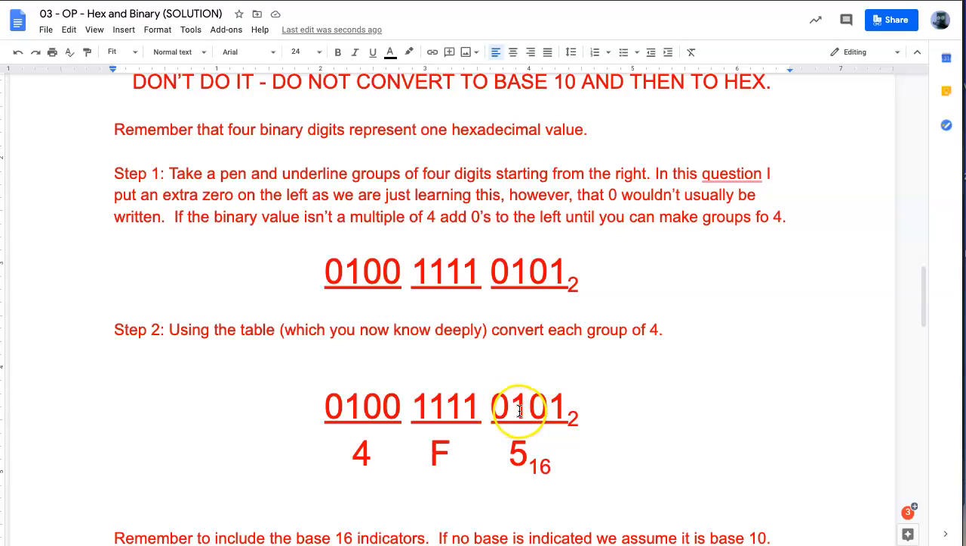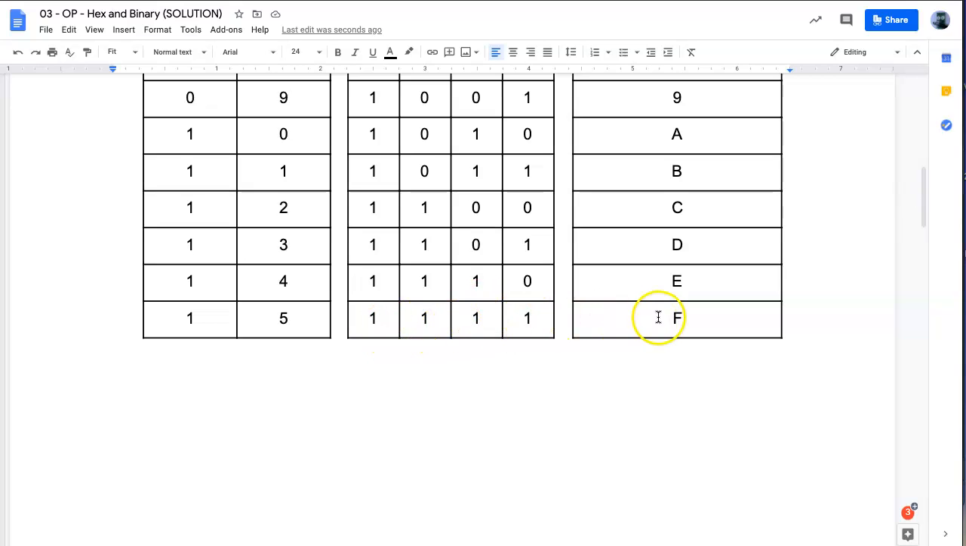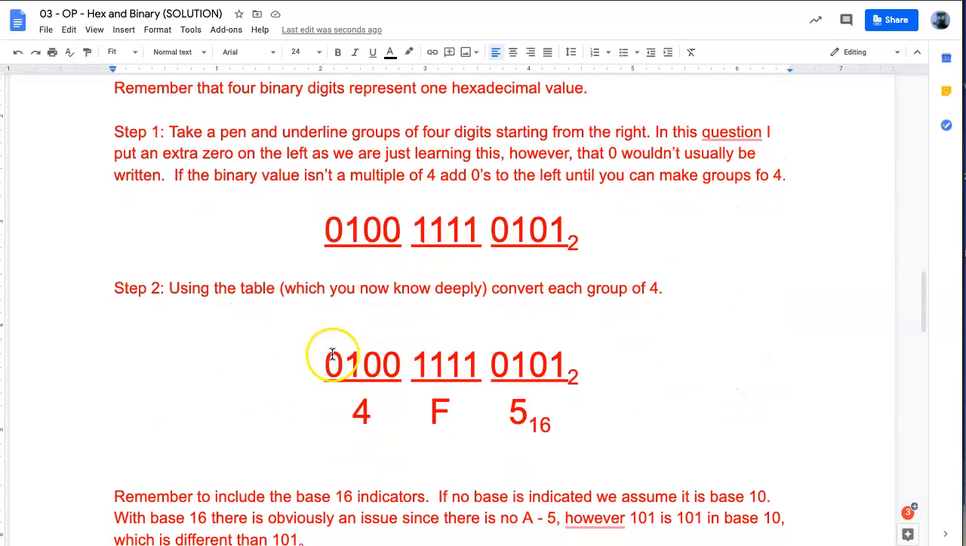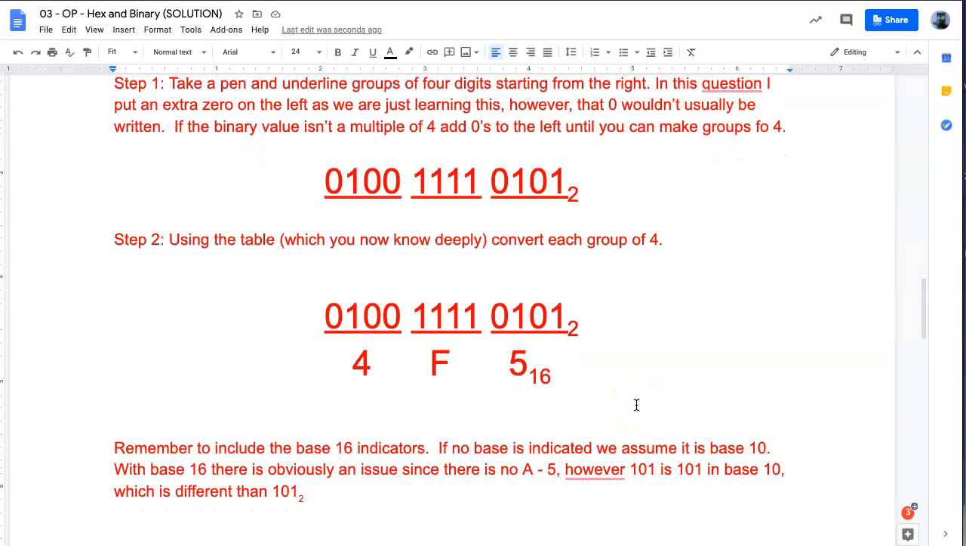So I know that 0101 is 5, so I put 5 in hexadecimal. I know that 1111 is F, so I put F in hexadecimal. And again, you can confirm it up here, 1111, F. And I know that 0100 is 4. So that means 0100 1111 0101 is the same as 4F5 in hexadecimal or base 16.